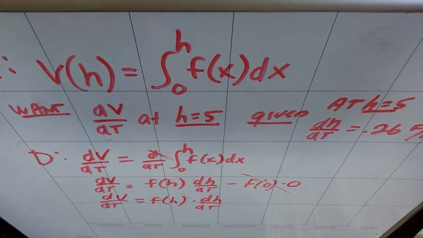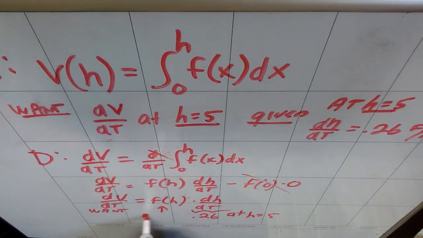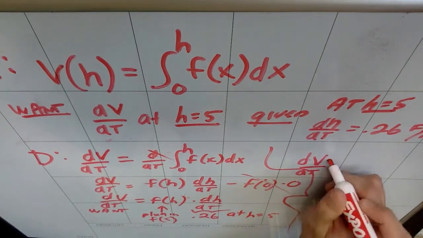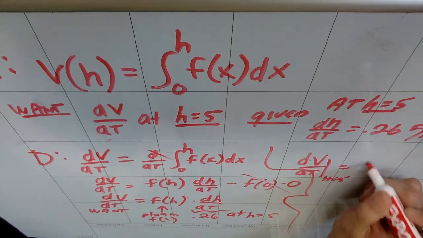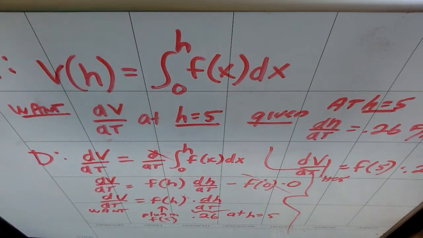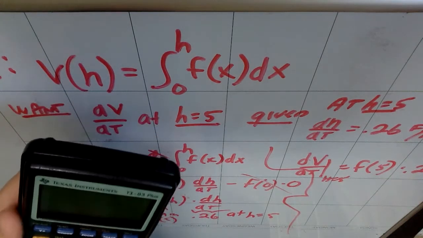Well, I know some of this stuff. This is the thing I want. This is a thing that I was given, this is 0.26. And f of h is a thing I can find, because this is 0.26 at h equals 5, and I can plug in to get f of 5. So what that means is my dV/dt when h is 5 is going to be f of 5 times 0.26, which is a thing I can type in my calculator. There's a couple different ways to do this.